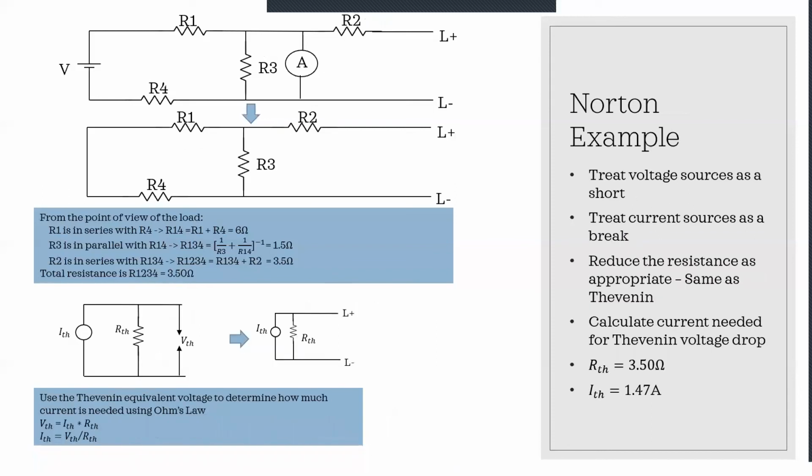To determine the Norton equivalent of the same circuit, we can just take advantage of Ohm's law and solve. So the current is equal to voltage over resistance, and we already know the voltage and the resistance, so we can just use that to find our current and get 1.47 amps, which is in series with the resistor. And these values are interchangeable due to the Ohm's law relationship. It's the same resistance value for both. The voltage and the current are just part of the same Ohm's law triangle.